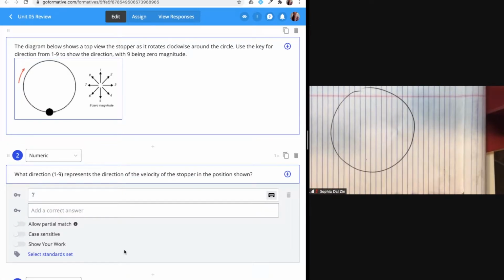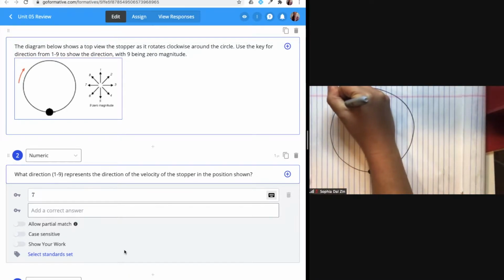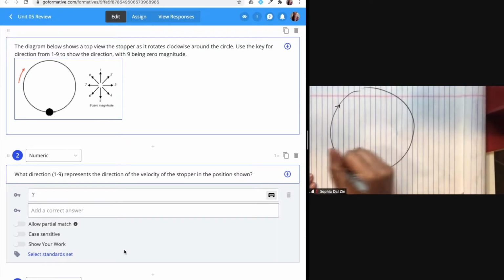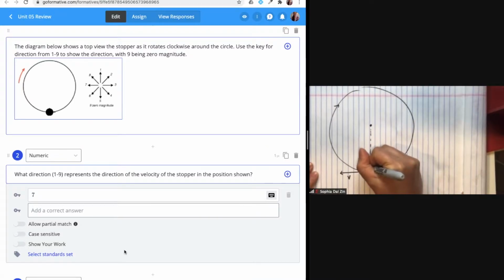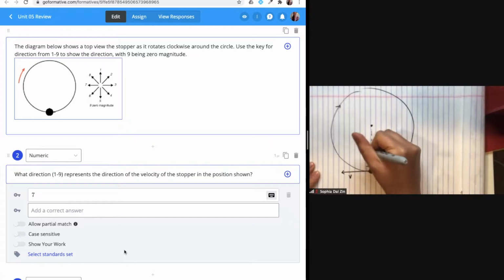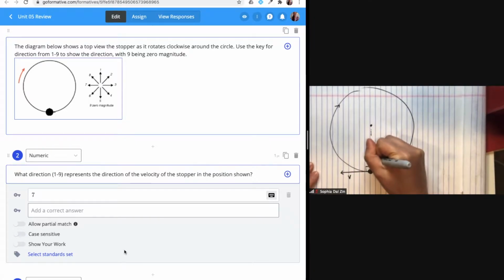As the stopper is moving around the circle, we're asked about the velocity, force, and acceleration when it's at this bottom position. Since it's moving clockwise around the circle, its velocity points to the left, because tangential velocity is always tangent to the circle. That means perpendicular to the radius. And the centripetal force and centripetal acceleration point towards the center of the circle.